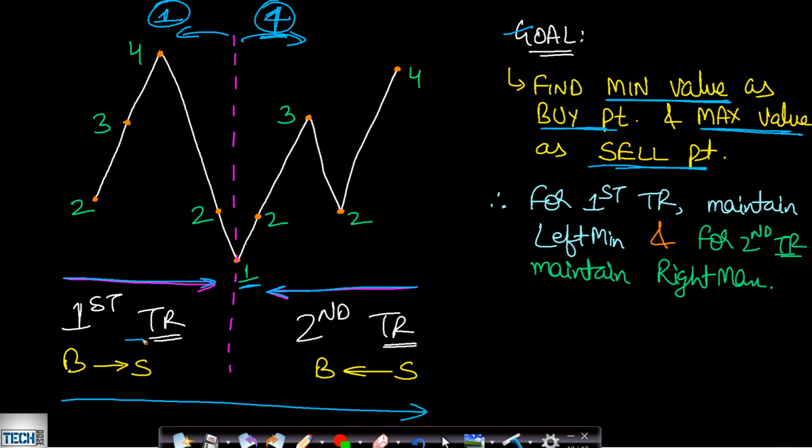Now for the first transaction on the left hand side, we will first buy and then sell. Okay, and we are also moving in the direction of the time frame. So it is very obvious that you will have to first buy and then sell. So when we are moving from left to right, we will have to maintain the minimum stock value so that when we are at a given point we can find the profit. Now in this case the first value is the minimum value, so our min value will be 2.